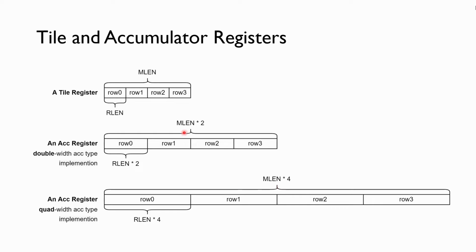Okay, here is the layout of a tile register and the accumulator registers. For a tile register, the MLEN indicates the total bits, and RLEN indicates the number of bits in each row. For an accumulator register, we support double bits, so the total bits of an accumulator is twice the MLEN. And for an accumulator register with quad width, the number of bits in a single accumulator is MLEN times 4, and the bits in each row is also RLEN times 4.